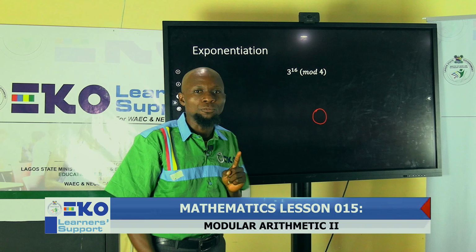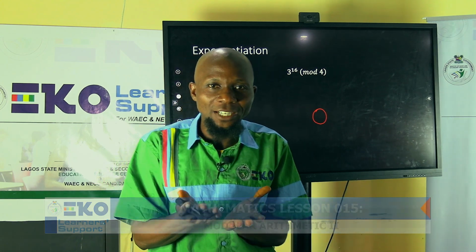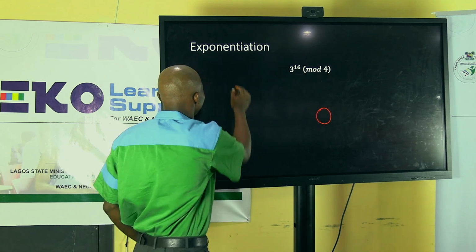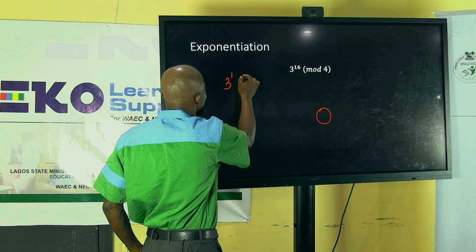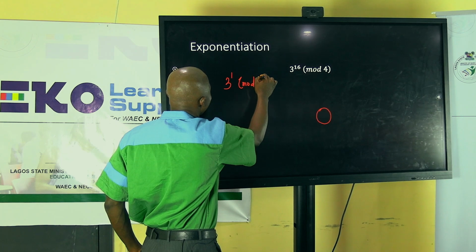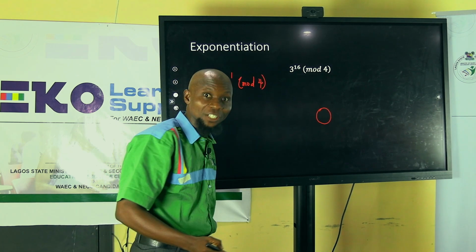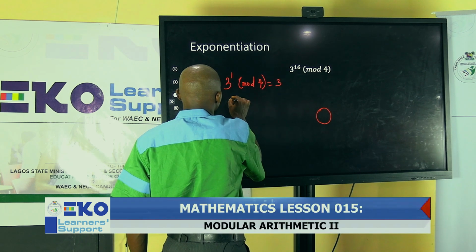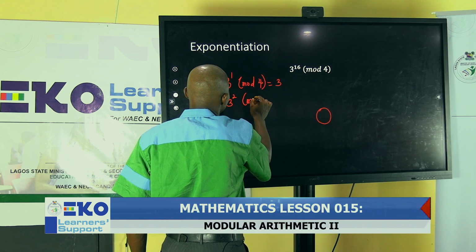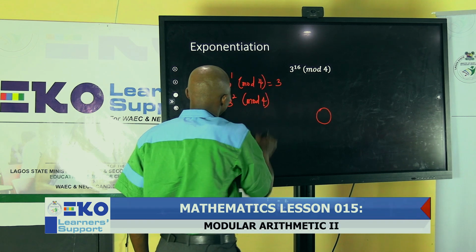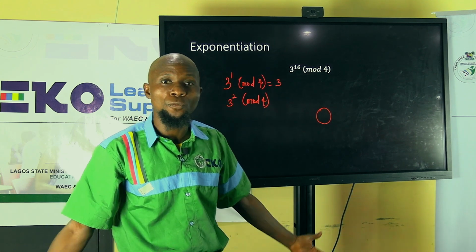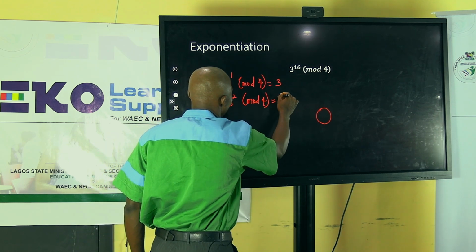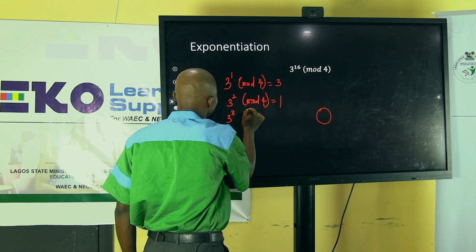Yes. Now, let's test something. Try and see the cycle of powers of 3. All right. So let's try that. 3 raised to power 1 modulo 4. We realize that the results are circular in nature. So 3 raised to power 1 modulo 4 is 3. 3 raised to power 2 modulo 4. 3 raised to power 2 is 9, modulo 4. So 9 divided by 4, what's the remainder? It is 1. Okay? 3 raised to power 3 modulo 4.